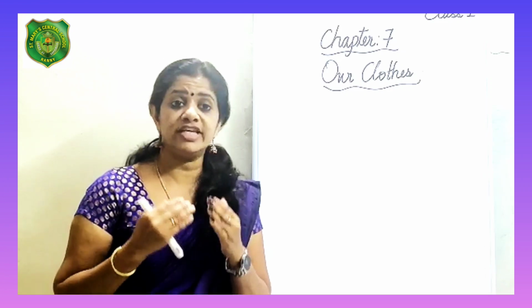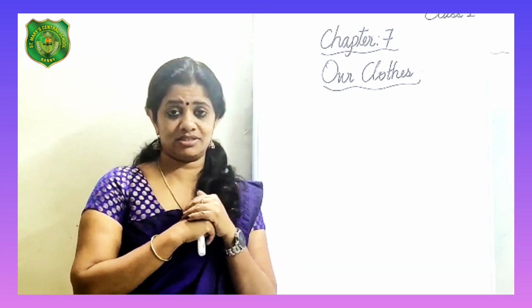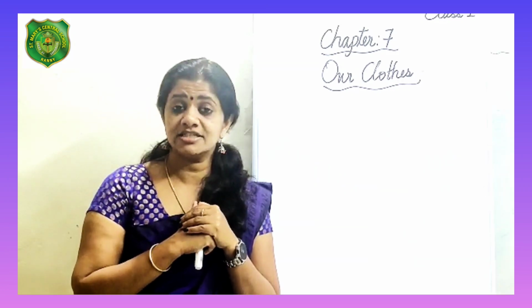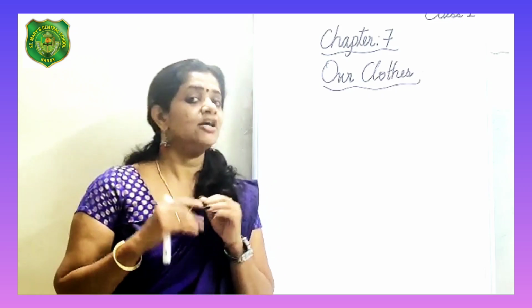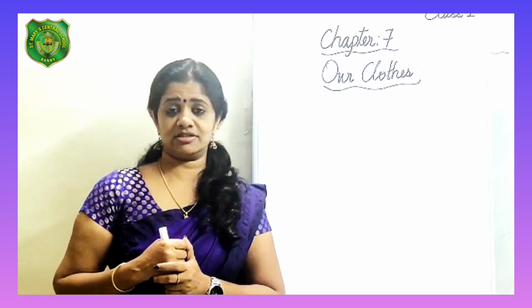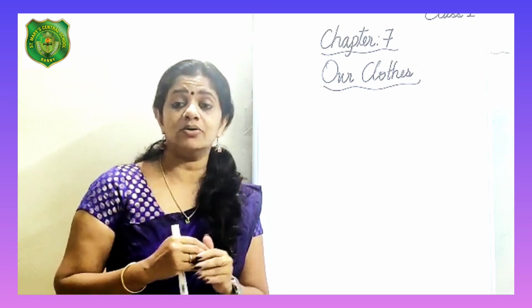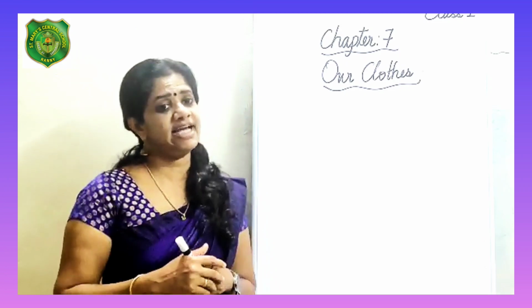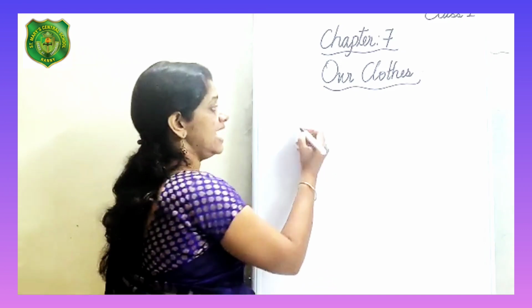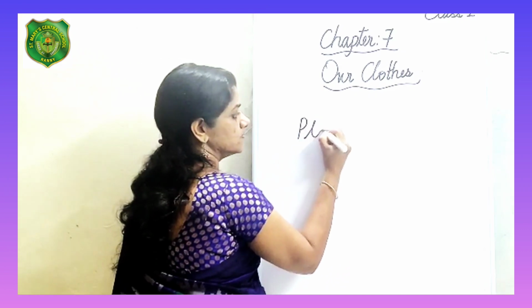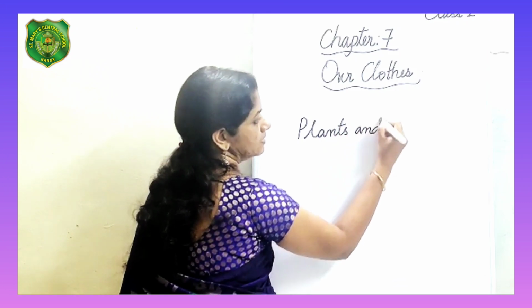From where do we get cotton, woolen and silk clothes? We get these clothes from plants and animals. Plants and animals.